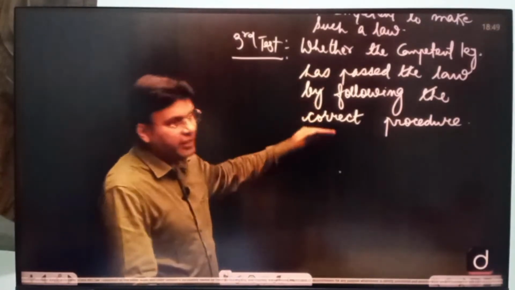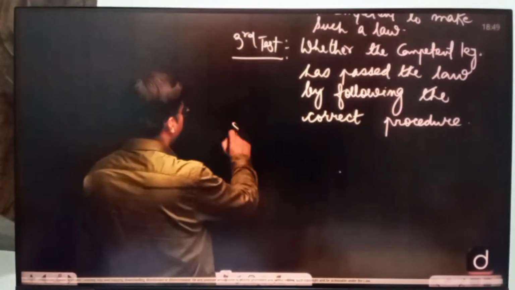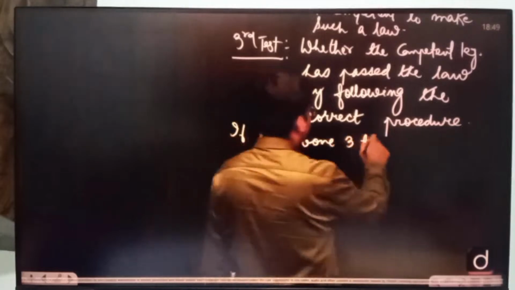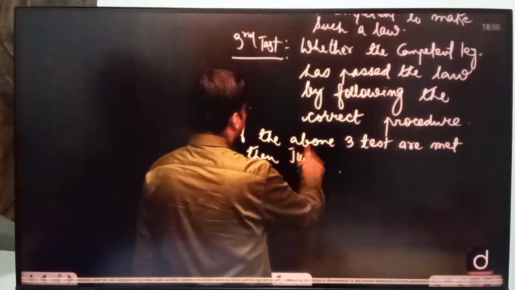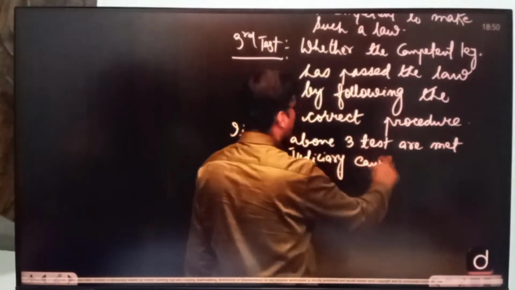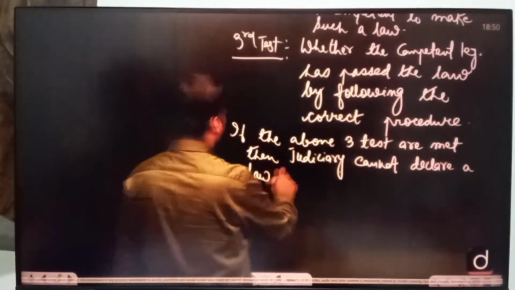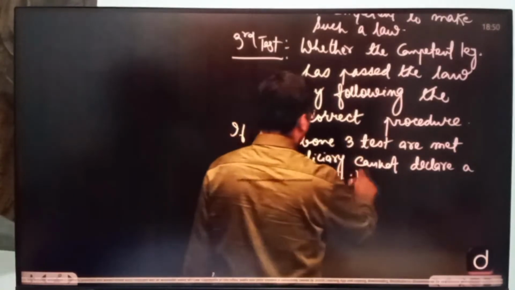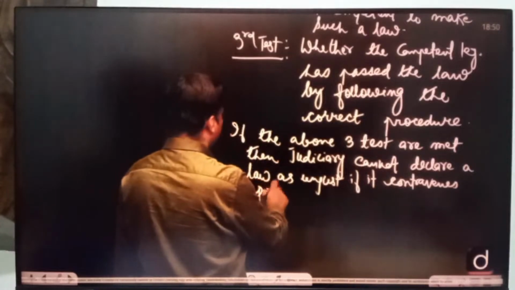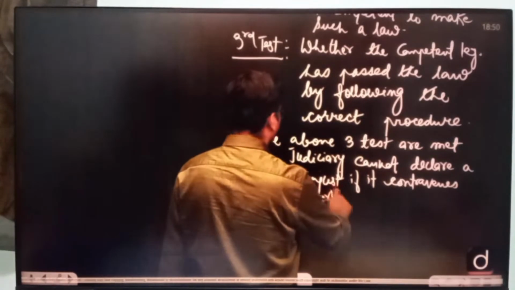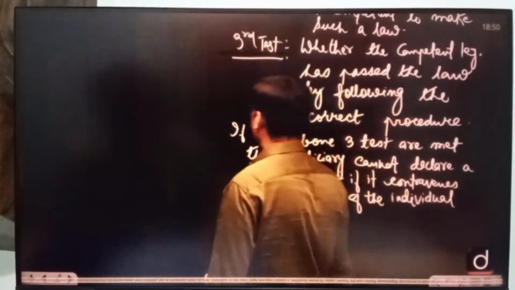The judiciary cannot go beyond these three tests. It cannot actually exceed these three set conditions. So if the above three tests are met, then the judiciary cannot declare a law as unjust if it contravenes the personal liberty of the individual. We cannot go beyond this under these conditions.